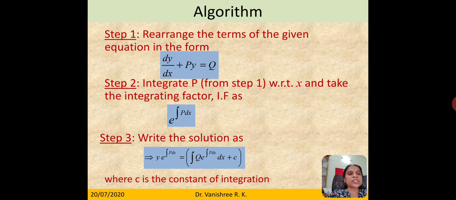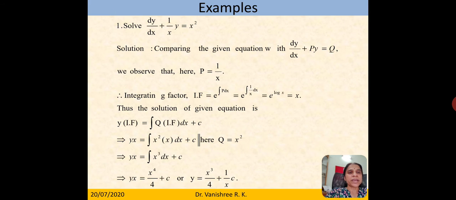So actually you can remember this as y into integrating factor is equal to integration of q into integrating factor with respect to x plus a constant of integration, where c is written as the constant of integration. So these are the three steps to get the solution of a first order linear differential equation. Let us now take up some examples.